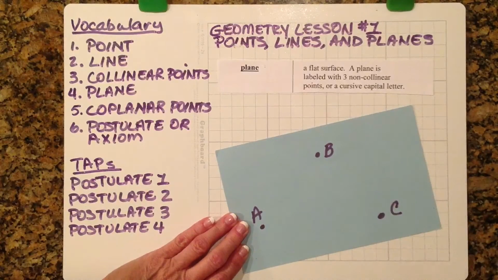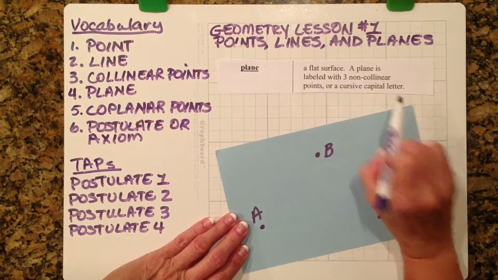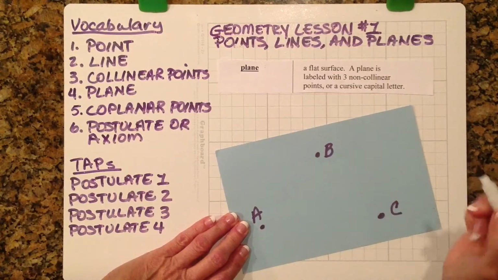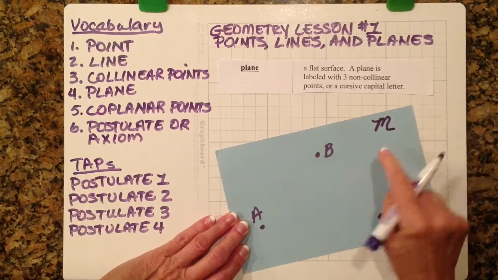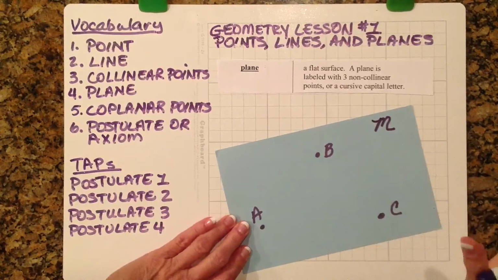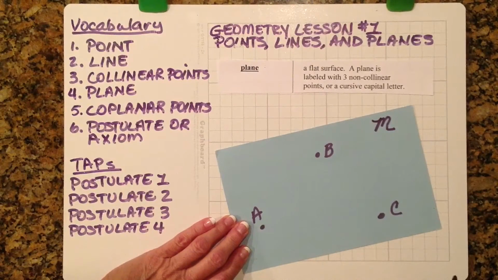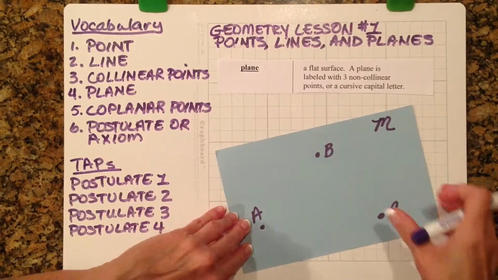Okay, cursive is like your handwriting, and this is how planes are usually written, with a cursive capital letter. So I can pick a cursive letter, let me use M. So I'm going to write a cursive letter. Cursive is like what you did when you learned handwriting. It's not a printed letter, it's a cursive letter. So you can describe a plane that way also.